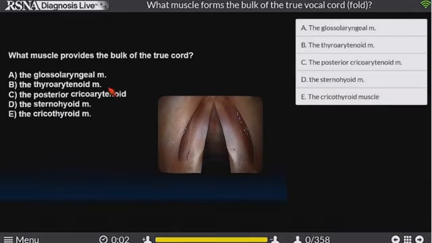So here are our choices: the glossolaryngeal, the thyroarytenoid, the posterior cricoarytenoid, the sternohyoid, or the cricothyroid. Now, most of these are indeed muscles somewhere in the larynx. Not all of them. But the most important one, this is going to be the one we're going to ask you to remember because, again, this is going to help us navigate. It's going to help us find the ventricle. So that's one of the reasons that it is so important.